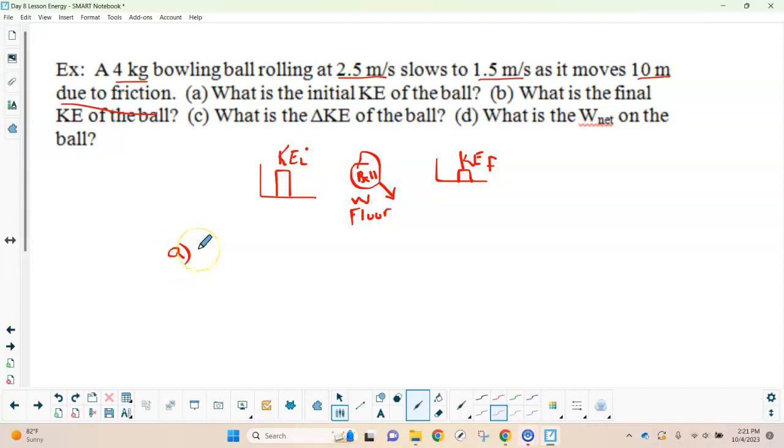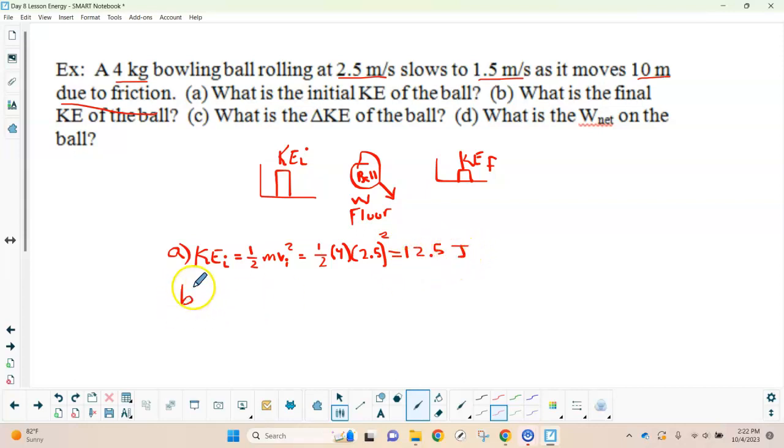Part A says, what's the initial kinetic energy of the ball? So KE initial would be equal to 1/2 mv squared, and it's going to be the initial velocity. So if we do this, it'd be 1/2, 4, and then 2.5 squared. If you do that in your calculator, you'll get 12.5. And that's joules, because energy is measured in joules.